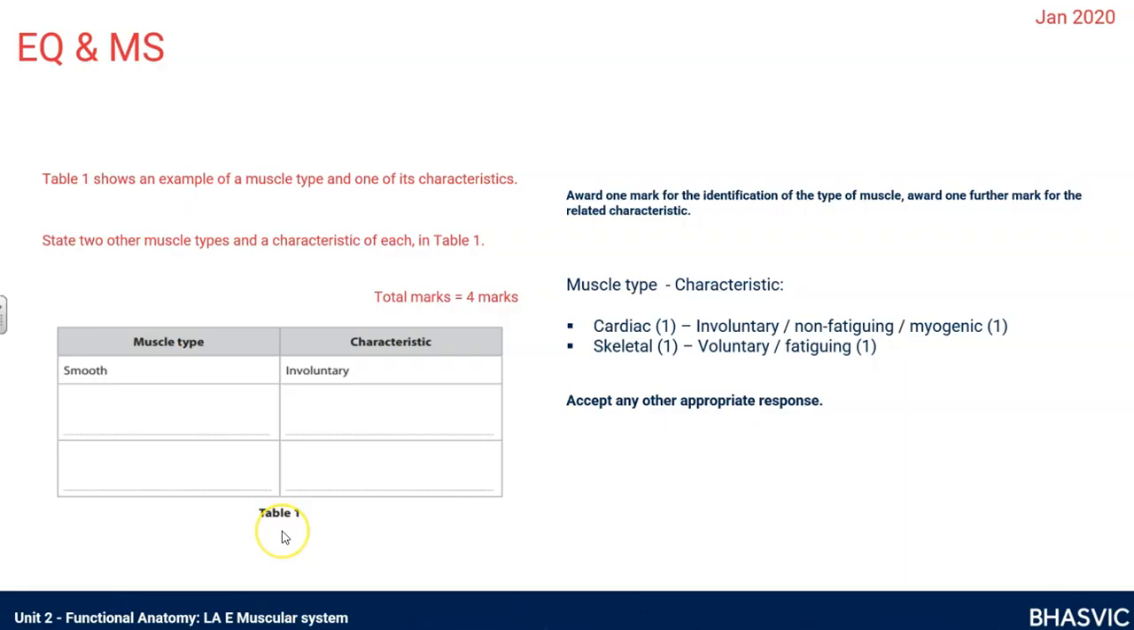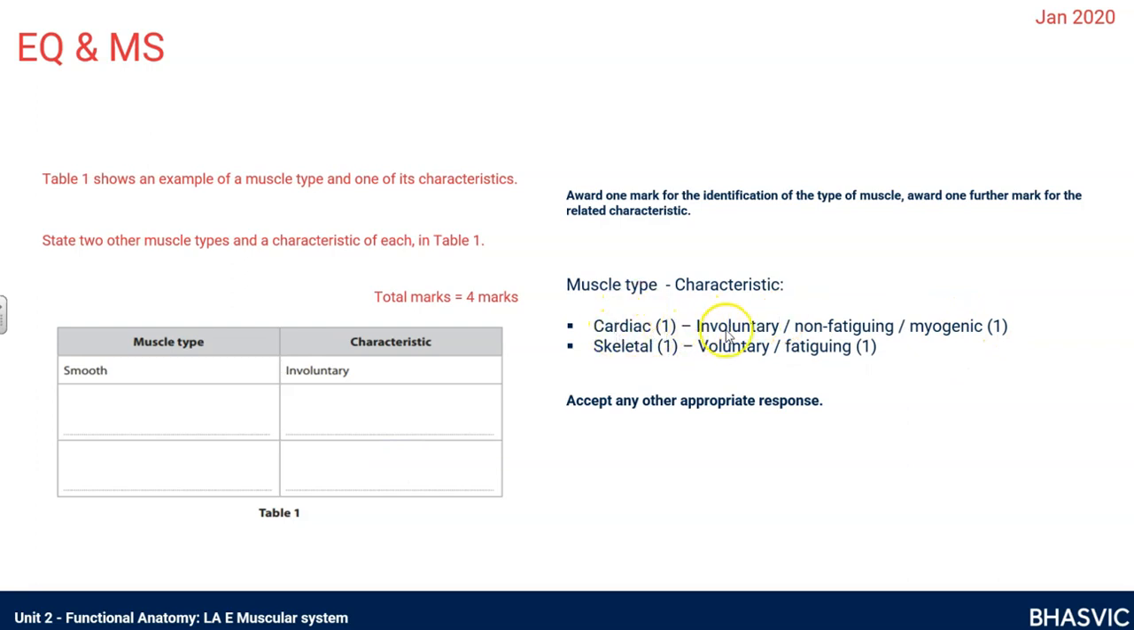Examples of exam questions. Here's one. So this was a nice, easy, but 4 marker. So a nice, easy way to earn 4 marks. It's given you one of the muscle types, smooth muscle tissue, and it's told you that the characteristic is involuntary, and it wants you to fill in the other 2 types and a characteristic of them. And of course, these are the ones that you could have put.